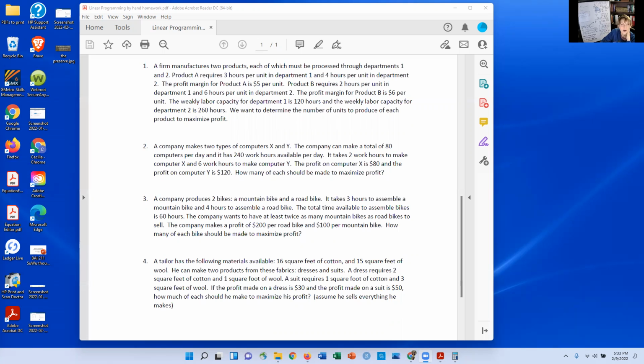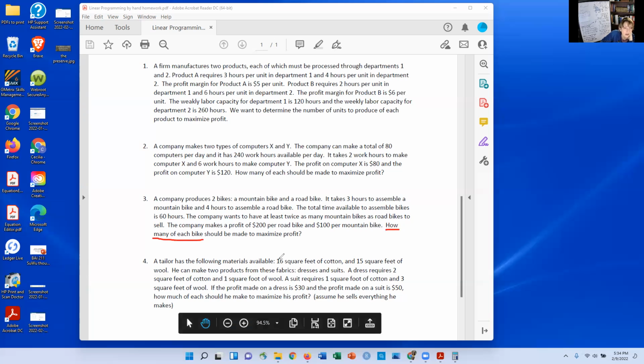Okay, let's go ahead and read it and see what it says. A company produces 2 bikes, a mountain bike and a road bike. It takes 3 hours to assemble a mountain bike and 4 hours to assemble a road bike. The total time available to assemble bikes is 60 hours. The company wants to have at least twice as many mountain bikes as road bikes to sell. The company makes a profit of 200 per road bike and 100 per mountain bike. Now here comes the question: how many of each bike should be made to maximize profit? So that's the first thing. We got how many of each bike, right? Could someone tell me what X and Y should be?